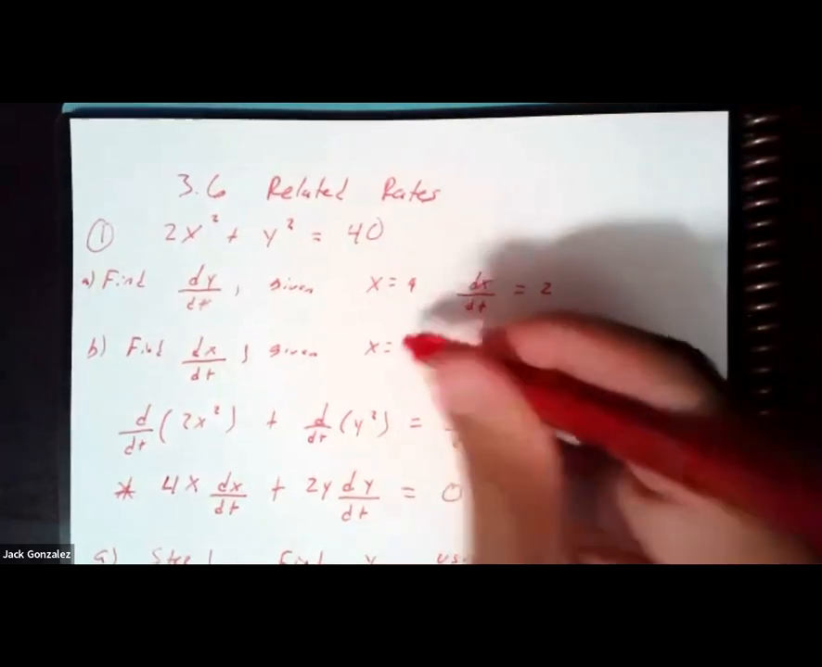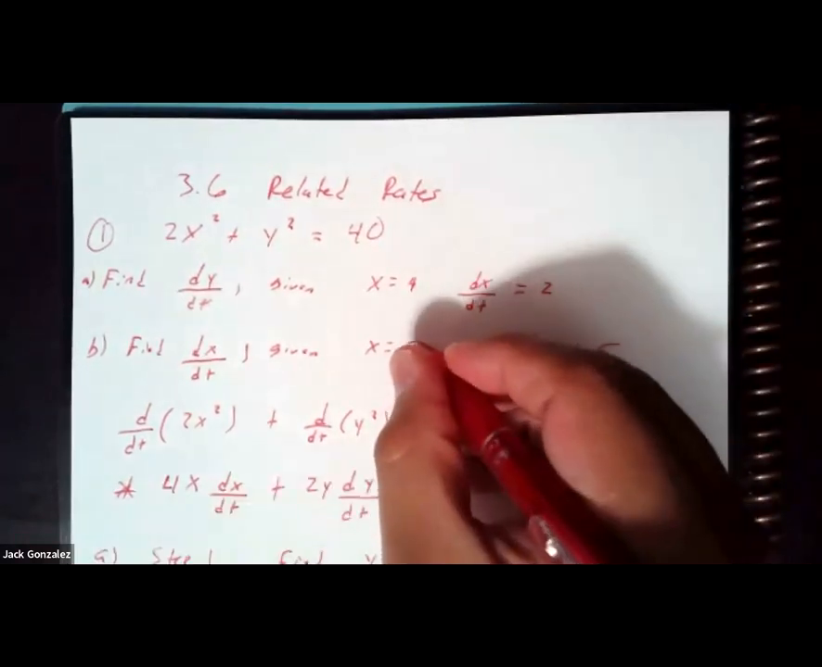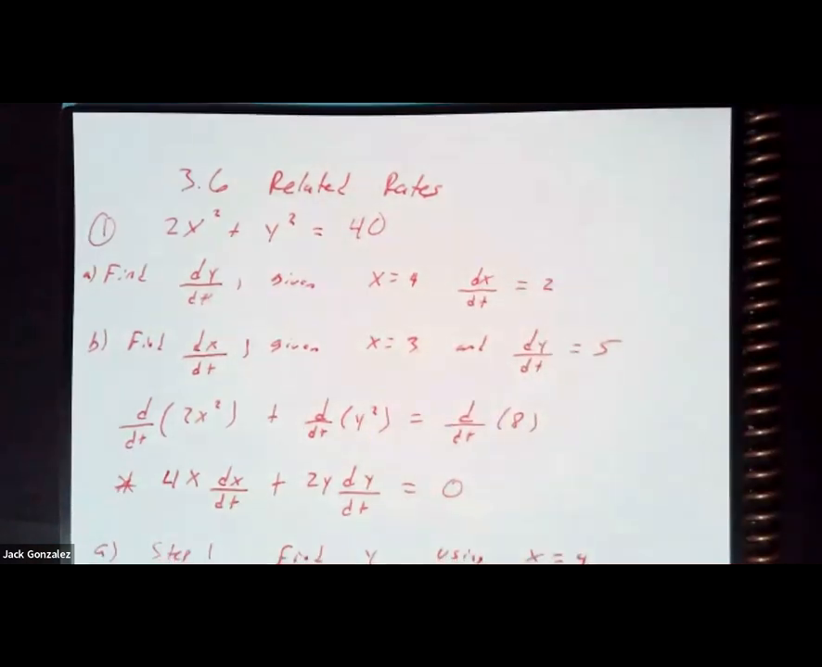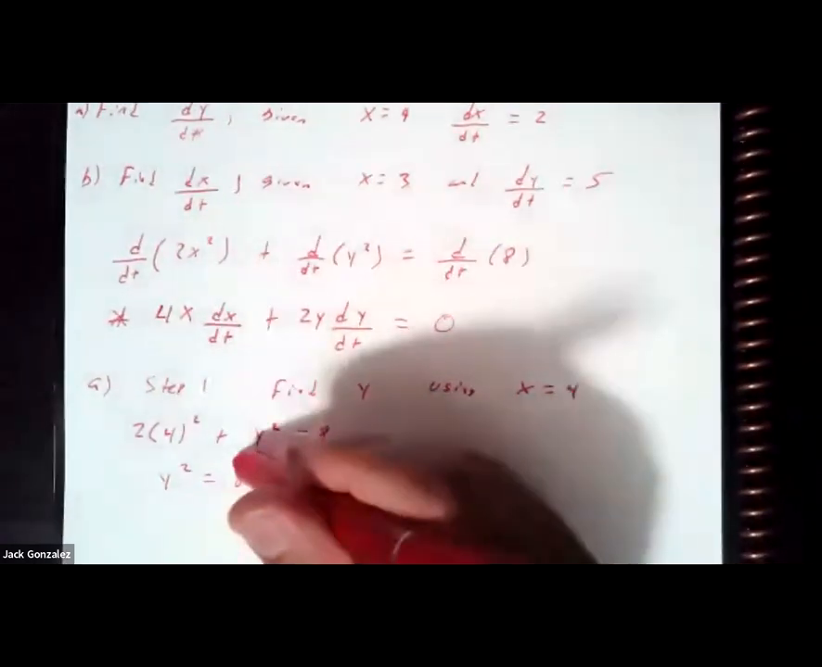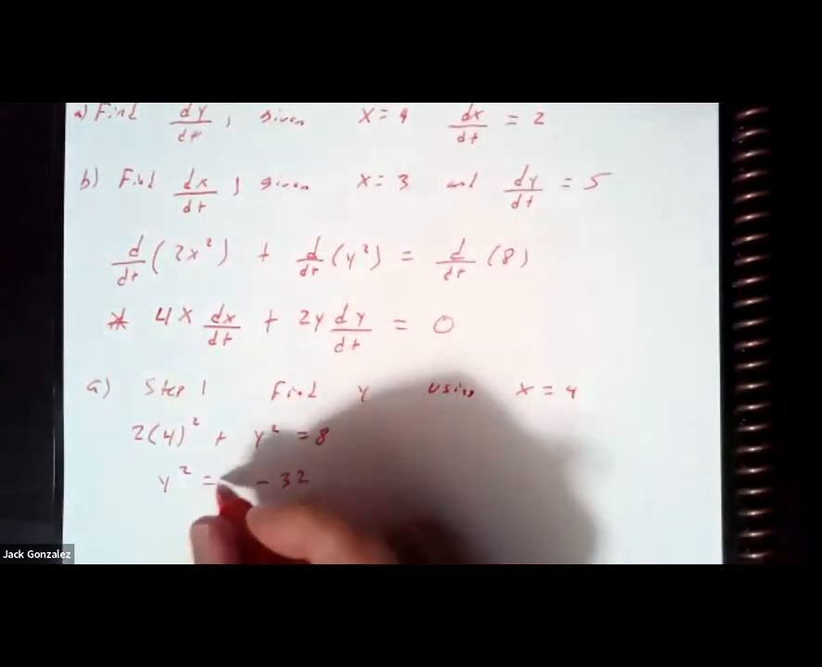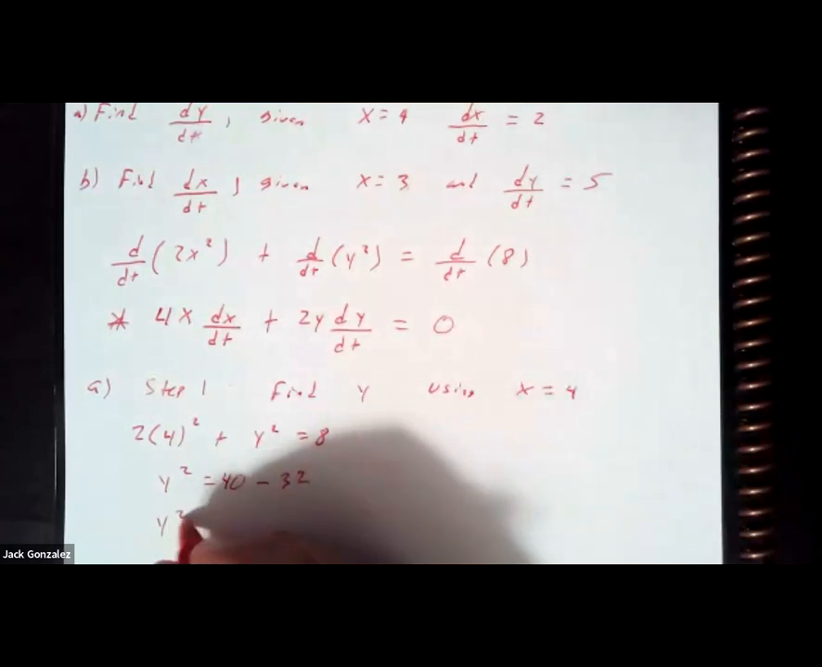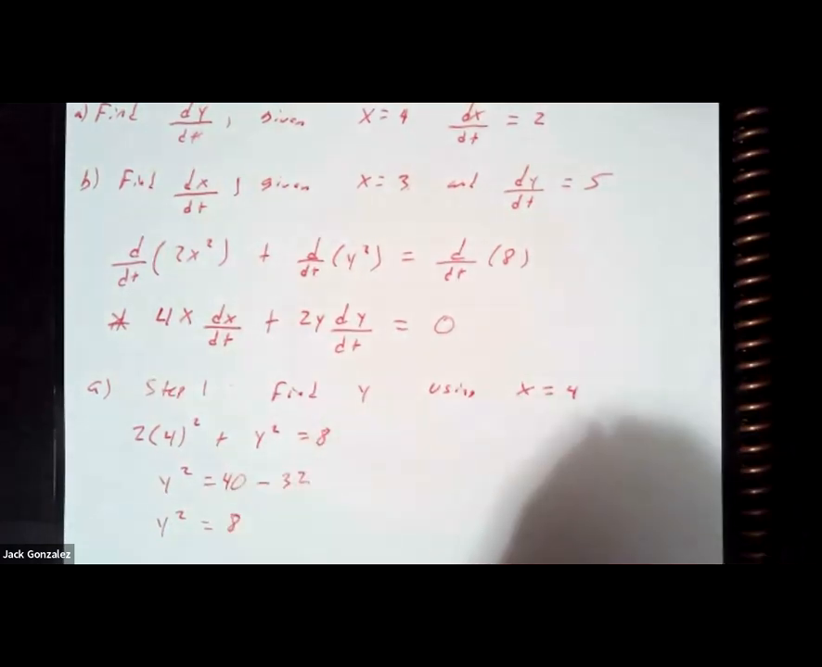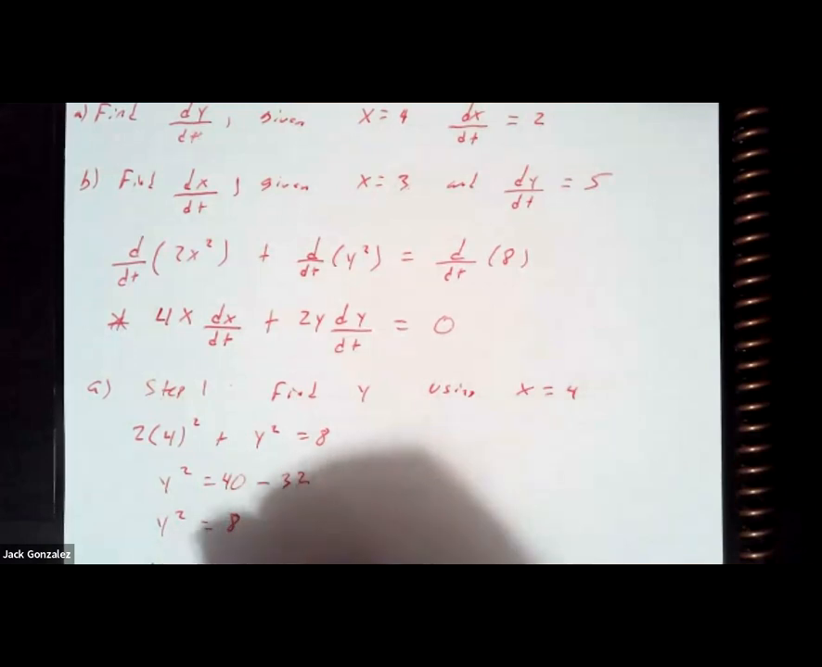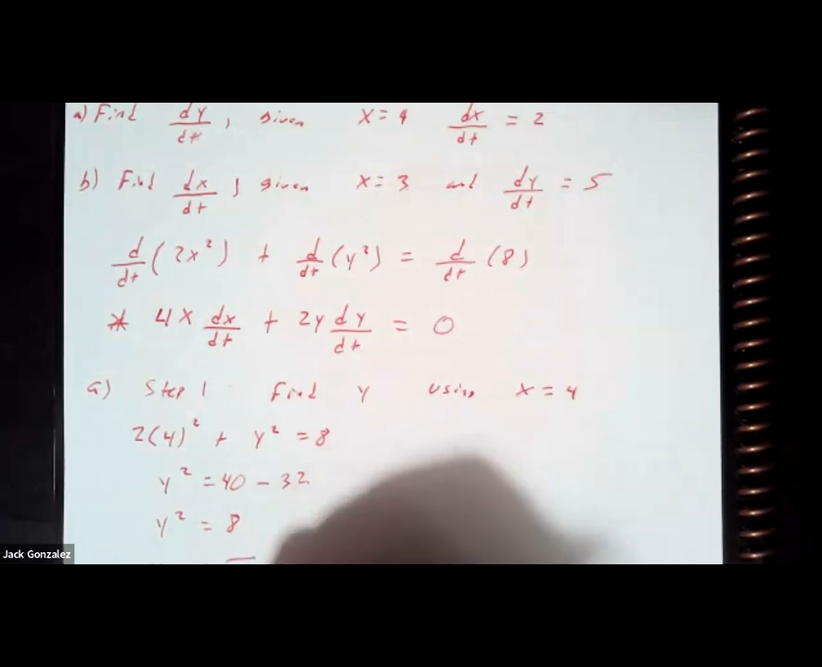Let's make this 40 and make this 3. So now I have 40 minus 32. So y is equal to plus or minus the square root of 8.